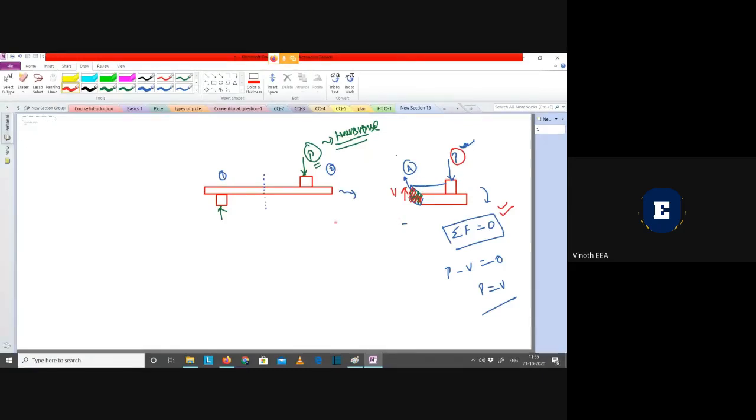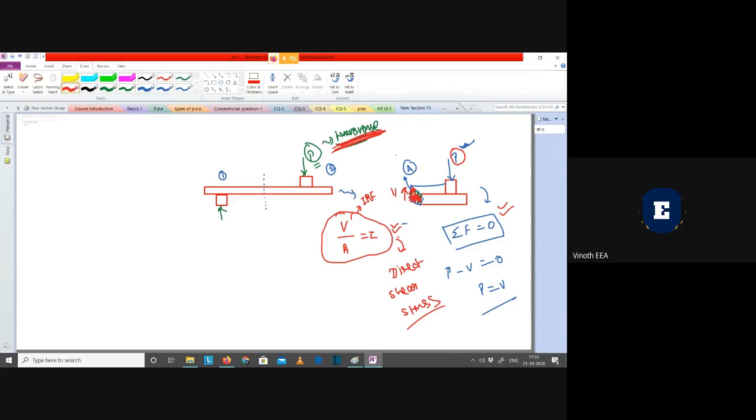Now, this internal resistive force which is acting over this cross section per unit area is nothing but shear stress. And now you could understand the difference between shear stress and normal stress. Shear stress is caused due to transverse loading. I'm applying a transverse load, and because of that, this area is offering some resistance, and that internal resistive force per unit area is nothing but shear stress. Actually, this shear stress is in fact direct shear stress.